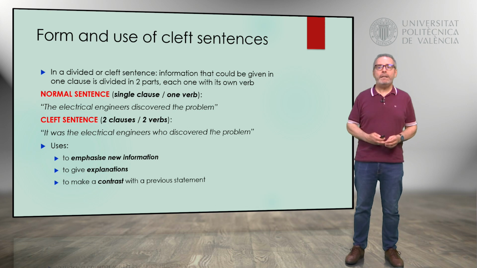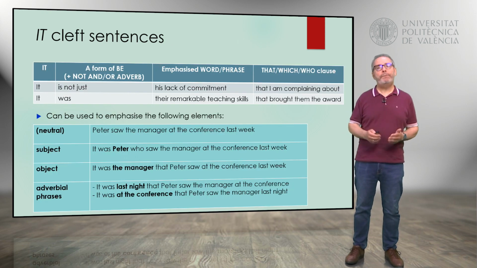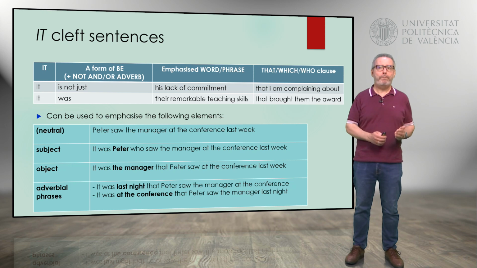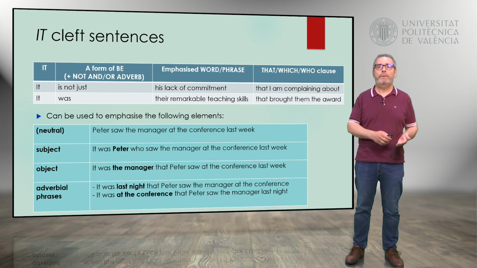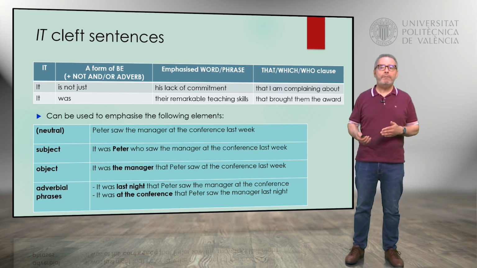Then these sentences are used to give emphasis to new information, to give information, or to establish contrasts and comparisons between elements. Let's see the structure of a typical it cleft sentence, which is one of the most common types of cleft sentences. It is introduced by it and then followed by a form of the verb to be plus not and or an adverb. And then we have the emphasized phrase or word. And then we finish with a that, which, or who clause.